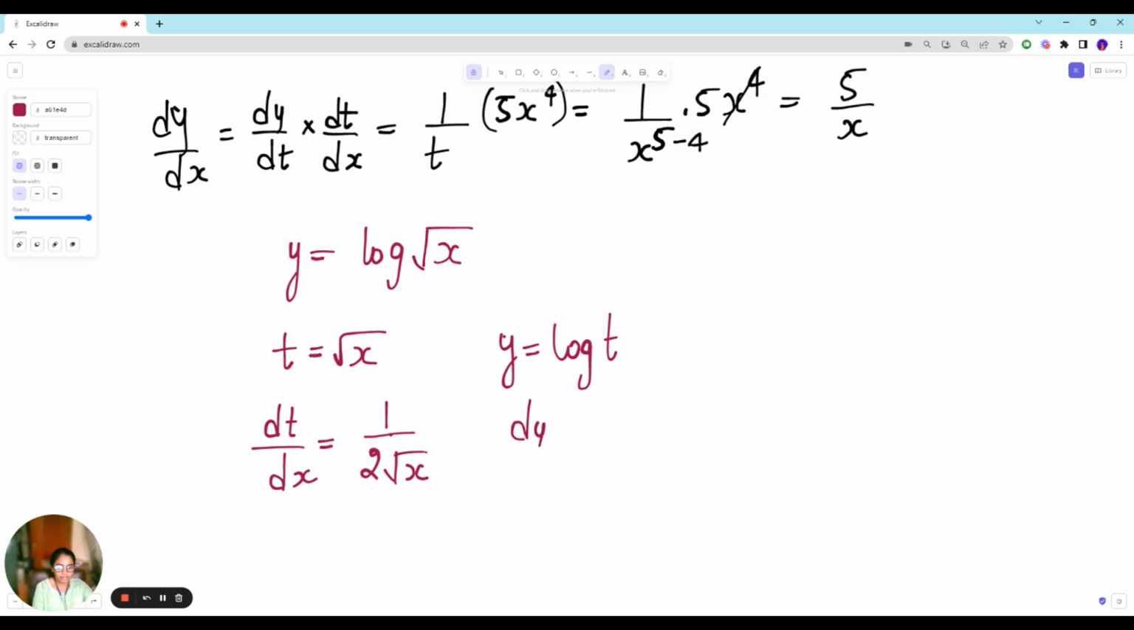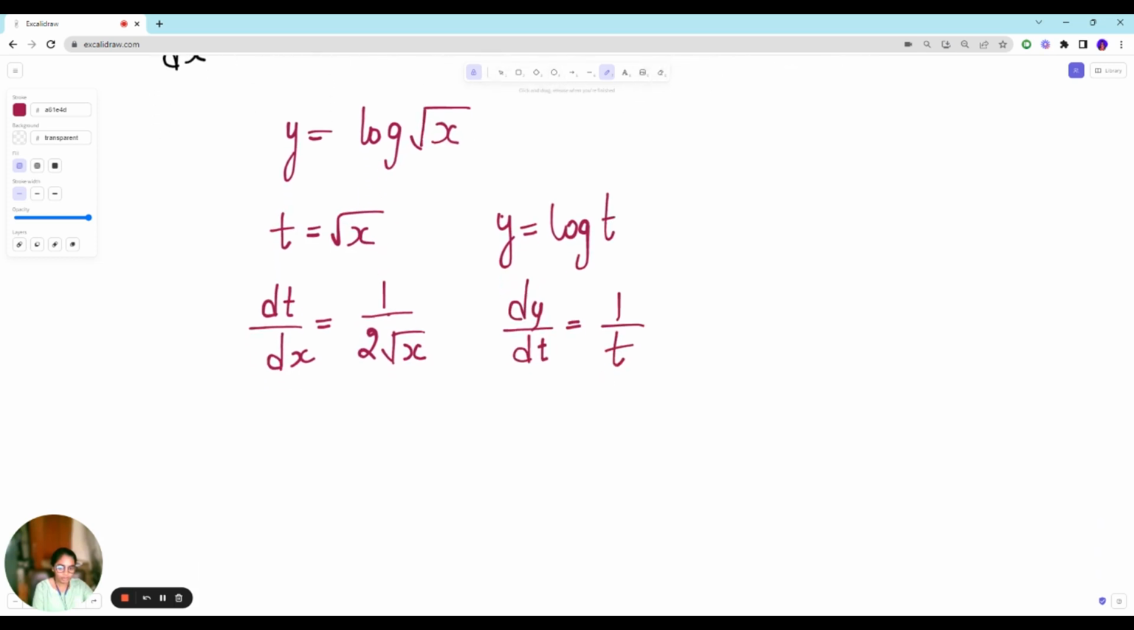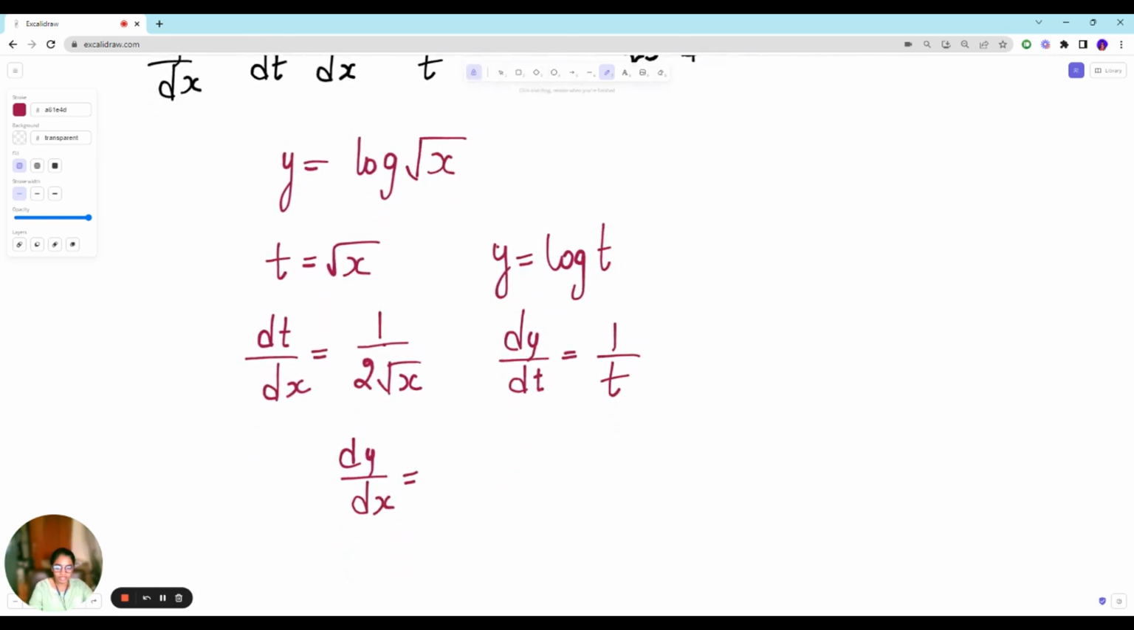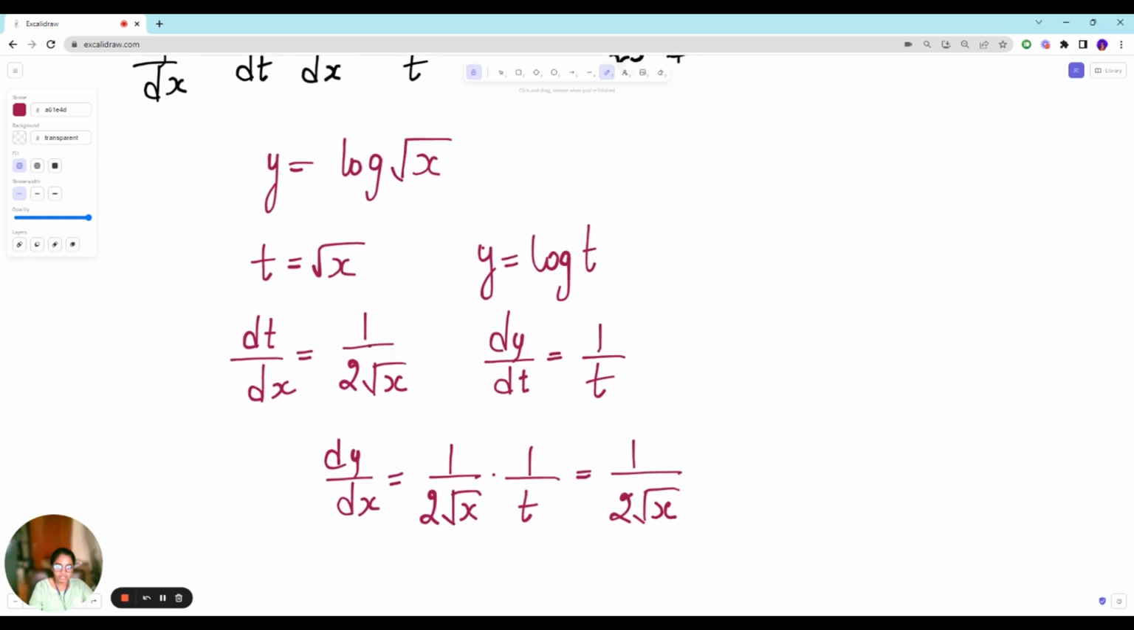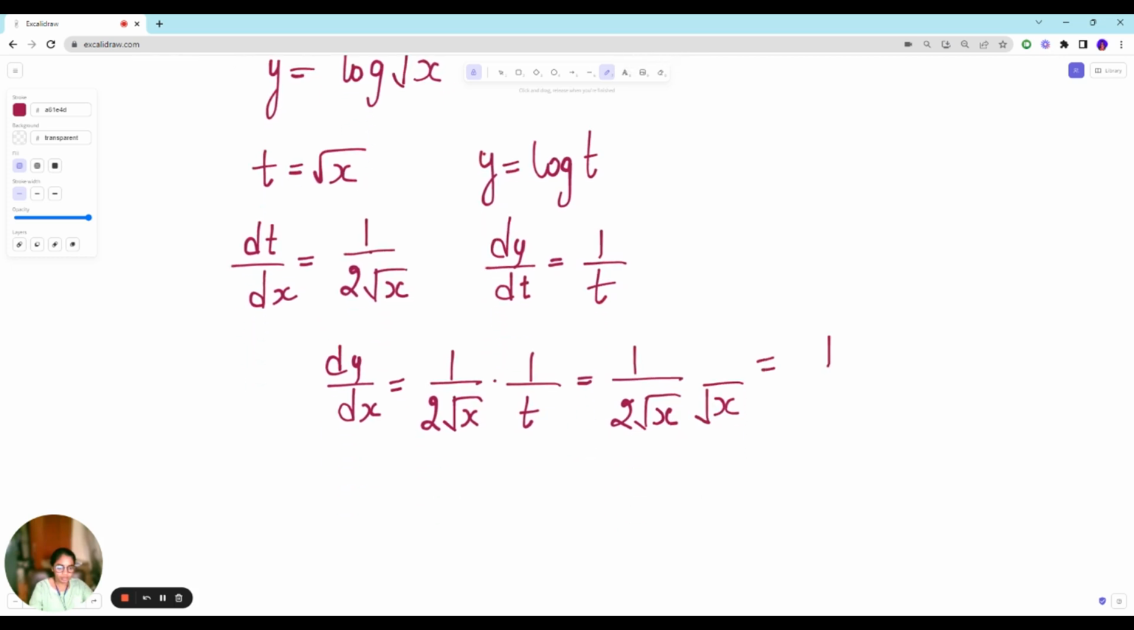What is dy by dt? Dy by dt is equal to 1 divided by t. What is the last step? We have to find dy by dx. That is nothing but the product of dy by dt and dt by dx, as we did in the last problem. Correct? So that would be 1 divided by 2 root x into 1 divided by t. What is t? The t value is again root x. So root x into root x is x, and the answer is 1 divided by 2x.